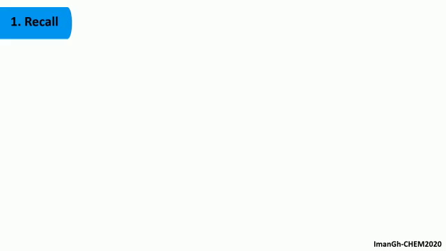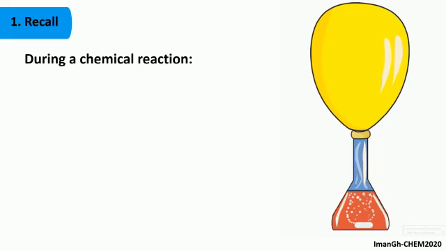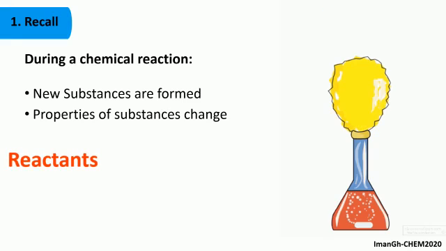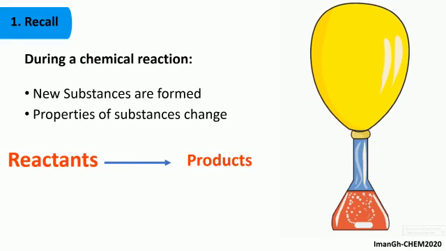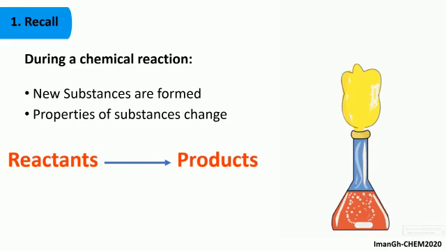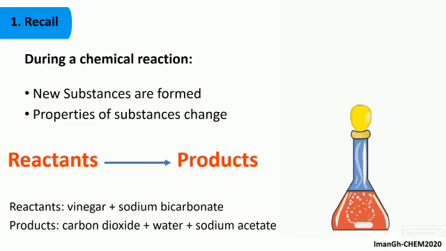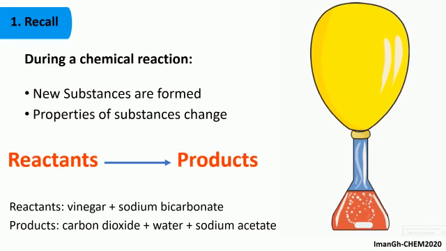Before we start, let's recall some concepts from the previous time. As you know, any chemical reaction involves a chemical change where new substances are formed, and the identity of these substances changes. The original substances used are called the reactants. These reactants react with each other to produce the products, such as the example we took last time, where the reactants were vinegar and sodium bicarbonate, and the products were carbon dioxide, water, and sodium acetate.